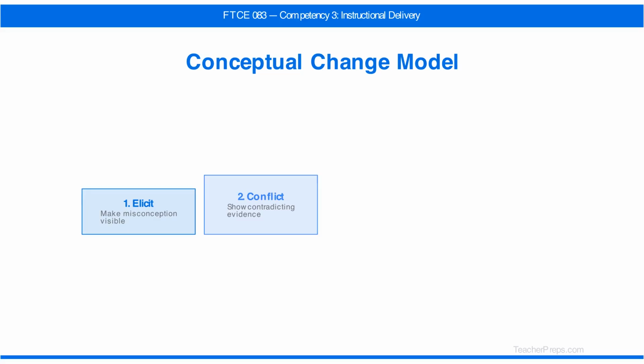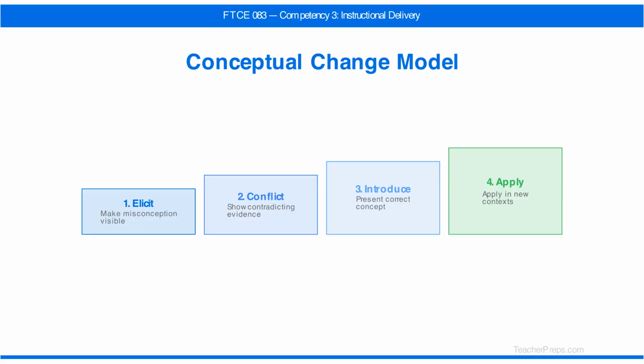Step 1. Elicit the misconception. Make it visible through questioning or prediction tasks. Ask students to predict what will happen before an experiment. Step 2. Create cognitive conflict. Show evidence that contradicts their belief. If a student believes heavier objects fall faster, drop a heavy book and a light book simultaneously.